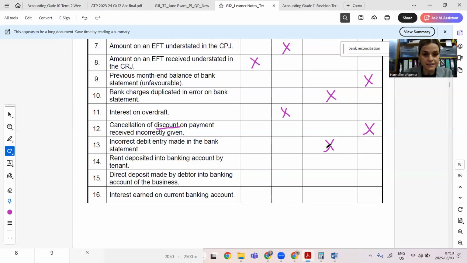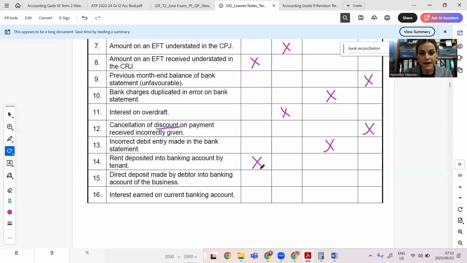Rent deposited into the banking account by a tenant. So you didn't issue this tenant with a receipt because you didn't receive it at your business premises. So you didn't realize that this tenant made payment to you. You only saw this receipt when you looked at your bank statement. Therefore, you now have to go to your CRJ and you have to record that entry so that you agree with the bank statement.